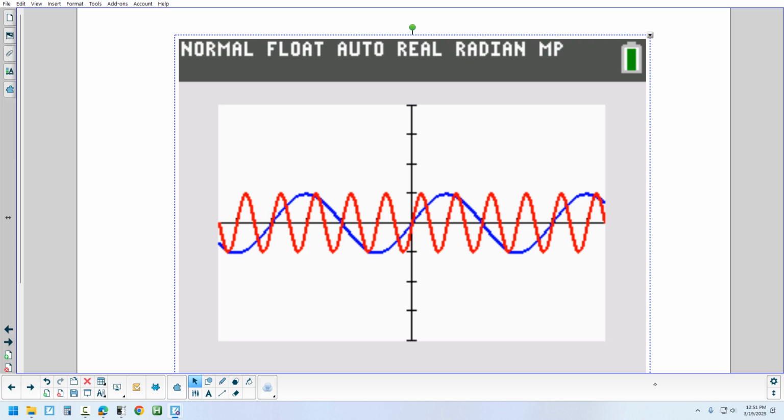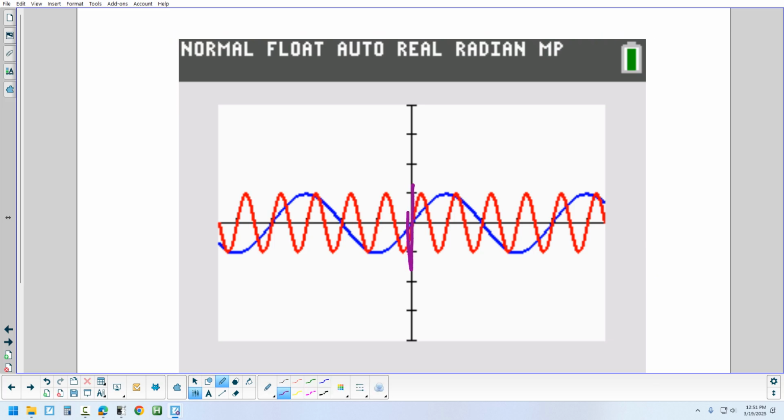Now, what number did I put in front to do that one? 4. So let's look at the graph. Let's just kind of block off one section of the blue. Okay, it goes just like that. That's one section of the blue. Now, count how many red sections you got. 1, 2, 3, 4. So by putting in a 4, it squished it 4 times as much.